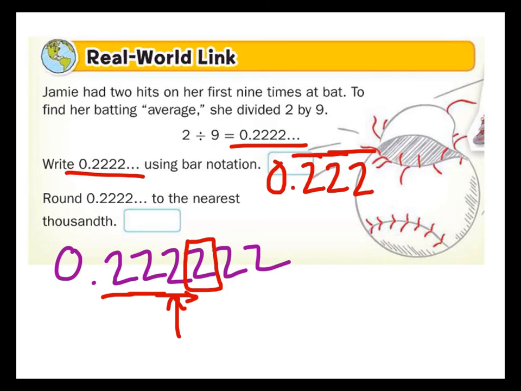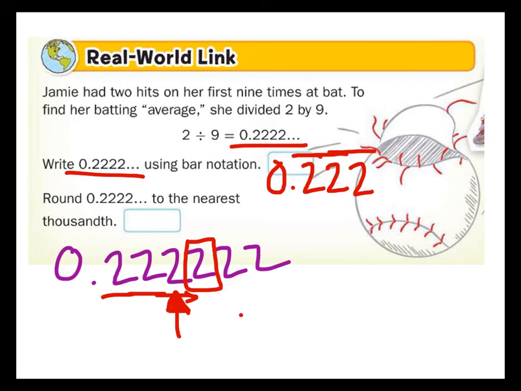Now, does anyone remember the rules for rounding? Nate. If it's 5 or above, we round up. And if it's 4 or below, very good. So I'm just going to repeat this so everyone can hear. If it's 5 or above, round up. In other words, you can add 1 to this number right here. If it's less than 5, it stays the same.